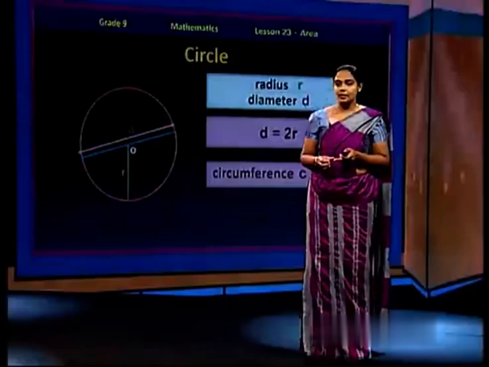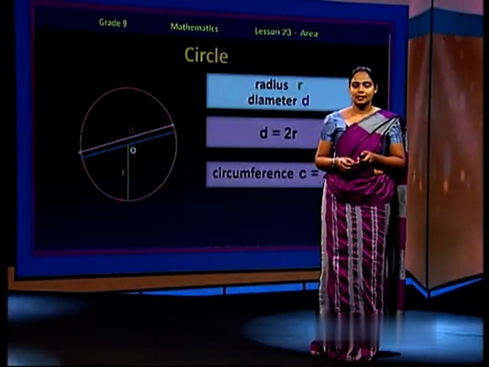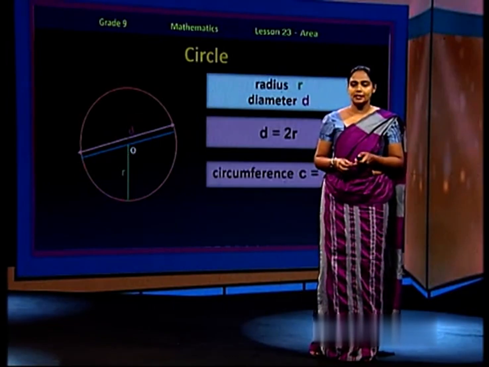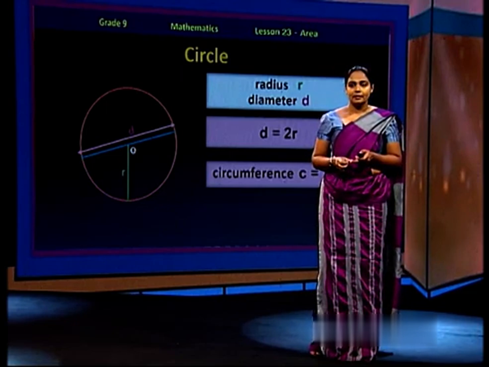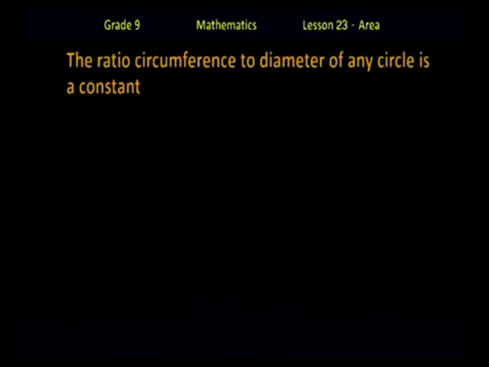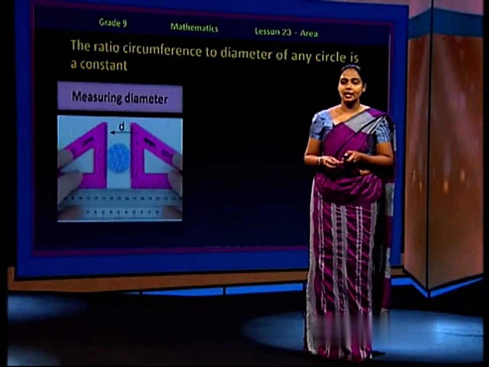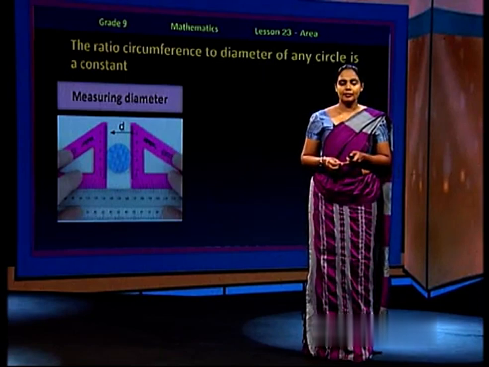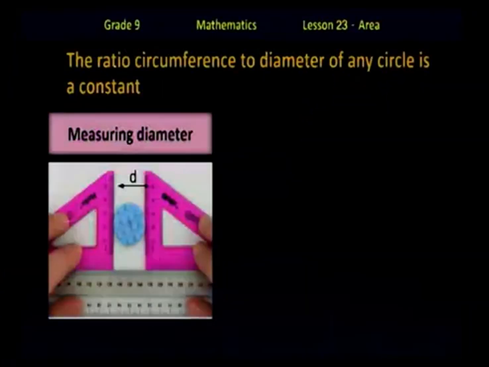Then you learned circumference. It is the word for perimeter of the circle. There is a special word. Circumference is c. C equals 2 pi r. You know it. It is the formula to find out the circumference of a circle. Now, let's find out the ratio circumference to diameter. I know all of you have done it. Then how can you find out the diameter?